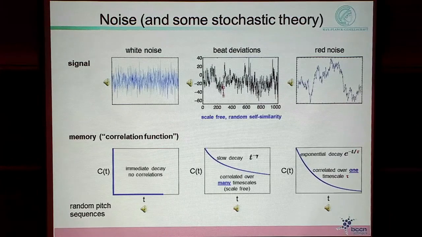Excuse me? Yes? The beat deviations are from an actual performance by a human. Yes. I'm not sure where the red noise comes from. Oh, this is generated by a random number generator that generates random noise of different properties. Okay, so that's completely random. The white noise is random too, but I don't understand why. I guess I don't know what white noise is. Okay.